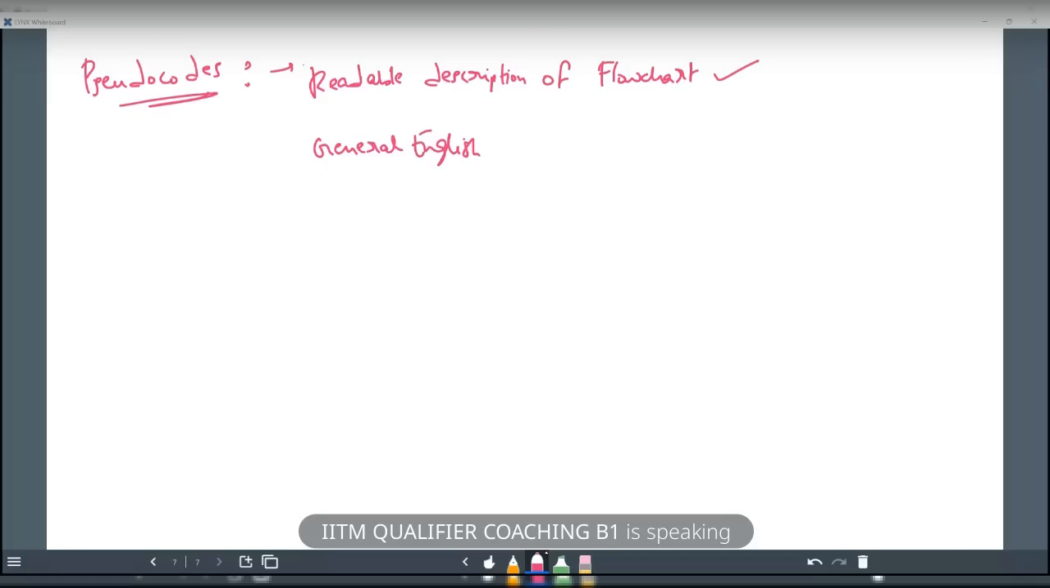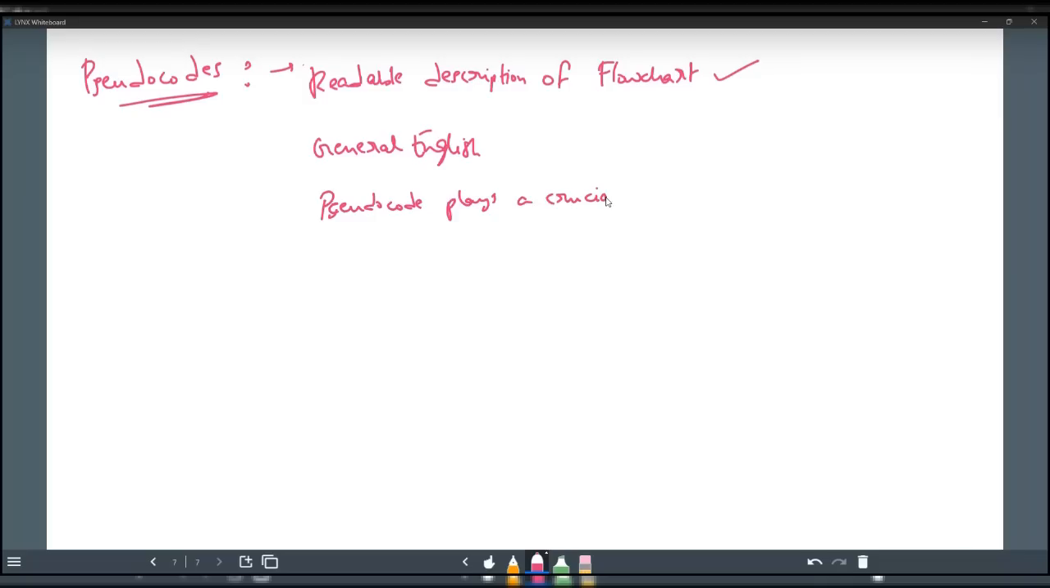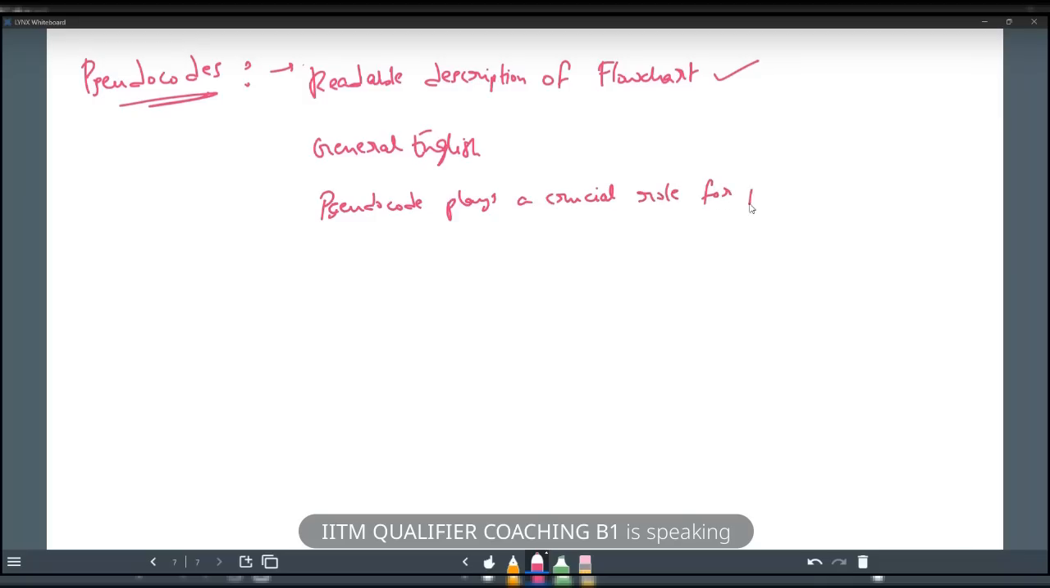Pseudocode is sometimes used as a detailed step in the process of developing a program. It may not be relevant to you, but we also use pseudocodes. The real fact is that pseudocode plays a crucial role for programmers.